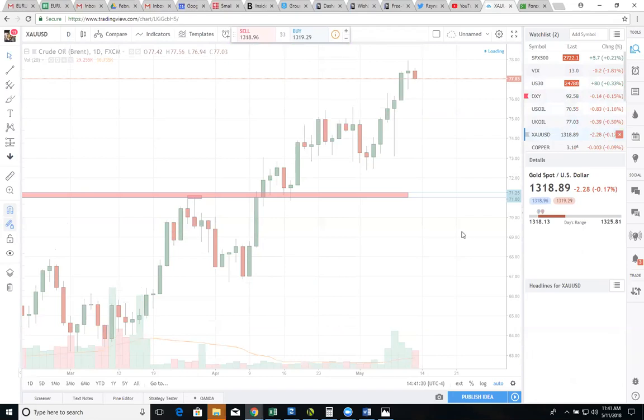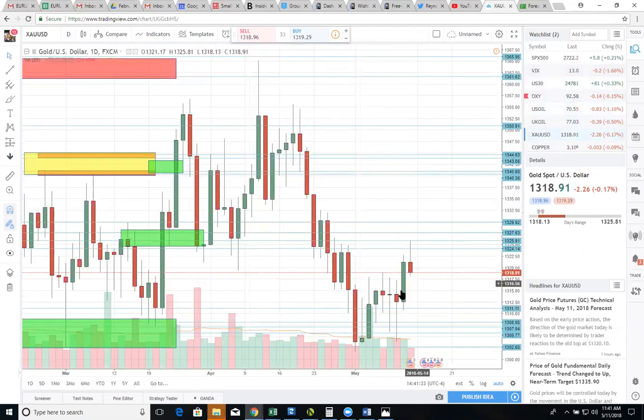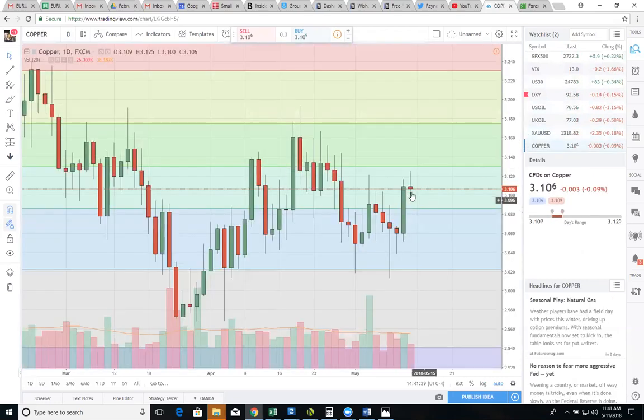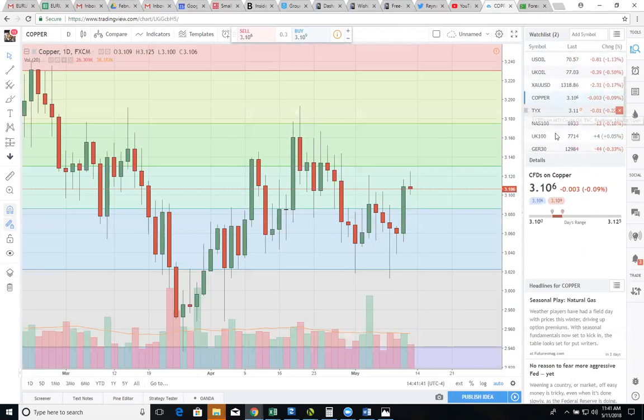Gold is just stabilizing itself based on yesterday's bullish move. So I'm also bullish with gold, likewise for copper. Just stabilizing itself. I believe there's more room for this to head back up to the upside.